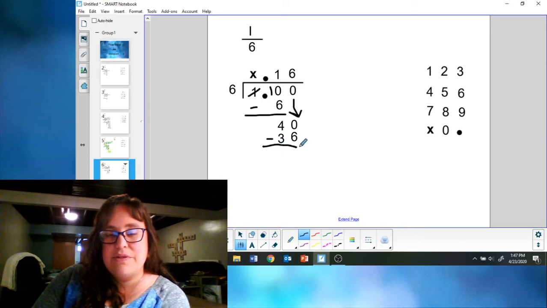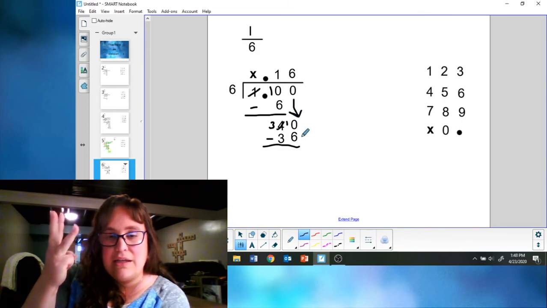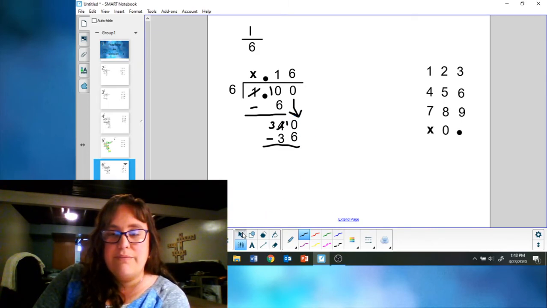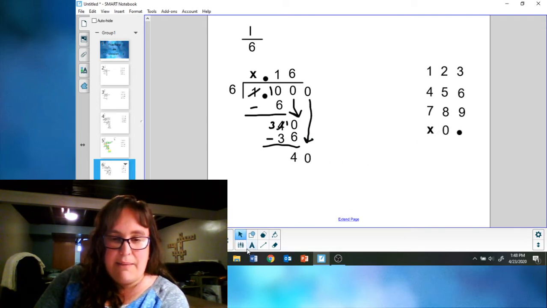Numbers are not the same, so I'm going to ask myself, more on top or more on the floor? There's more on the floor. So come over here, that's going to become a 3, this becomes a 10. 6, 7, 8, 9, 10 is 4. No remainder, so I'm going to add a 0. Okay, and there's where I'm going to stop.